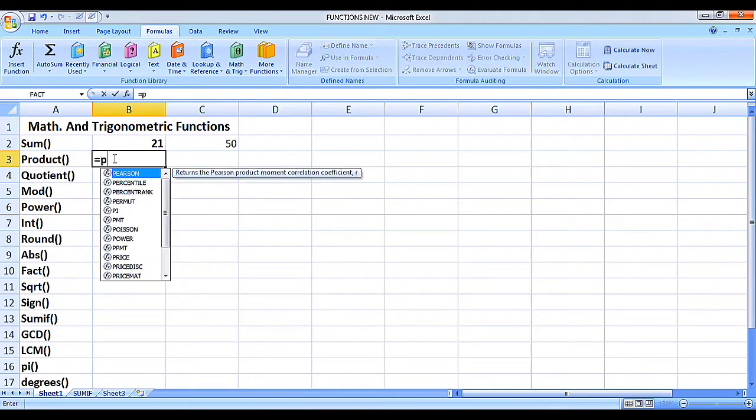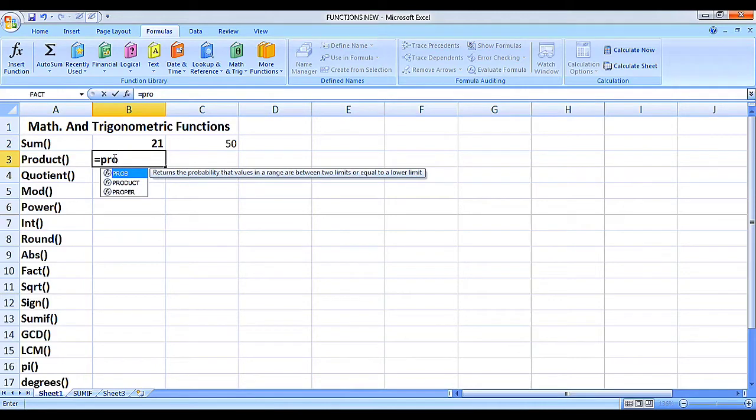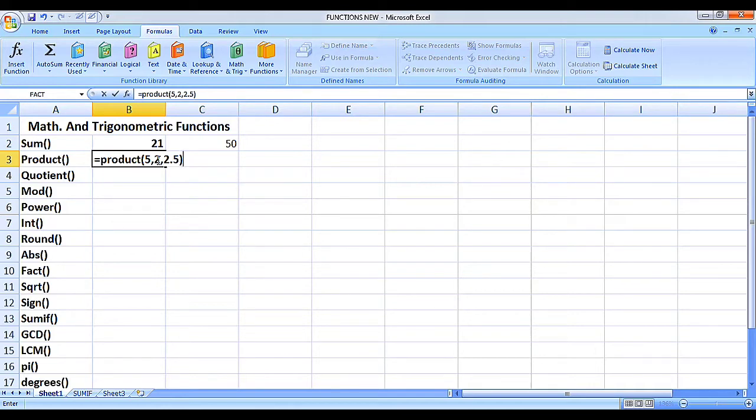See. Next one is PRODUCT. This function is used to multiply the numeric arguments. Here you can see the purpose: multiplies all the numbers given as arguments. Here arguments are same as the SUM function. First number, it is a compulsory argument. It means you have to write at least one argument. Remaining arguments are optional. You can also write fractional numbers, negative numbers, etc. Now press enter key. It shows the product of 5, 2 and 2.5.